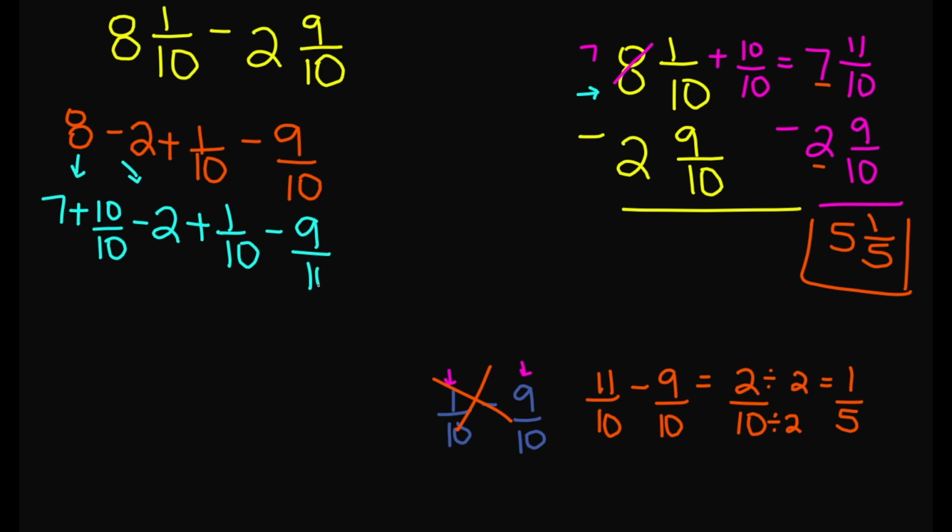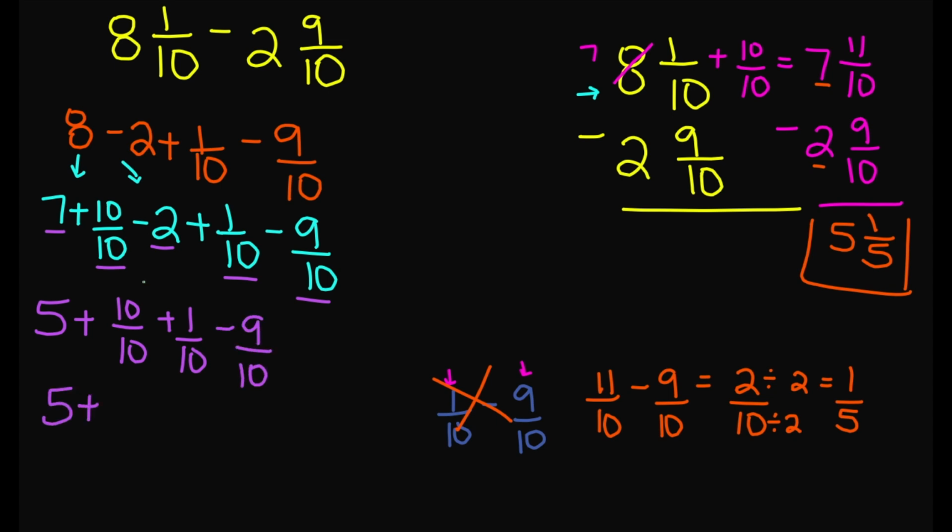So now we have minus 2, which is here, and then plus 1 over 10, and then minus 9 over 10. So now we have 7 minus 2. This is going to equal 5. And then we have 10 over 10 plus 1 over 10 minus 9 over 10. So we have 5 plus 10 plus 1. This is 11, because since my denominators are the same, I can just go from left to right.